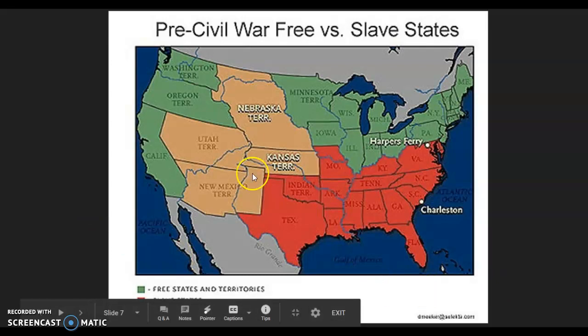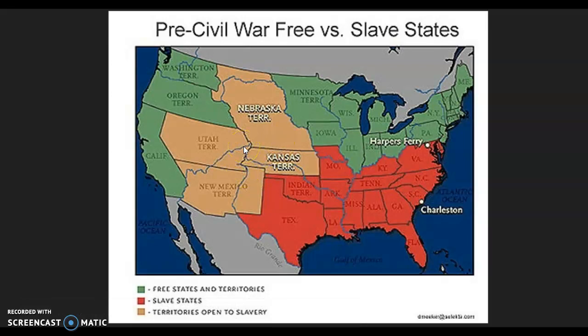But these tan areas, territories open to slavery, what that really meant was that people who lived in those territories could vote and decide whether or not they wanted slavery in their territory.